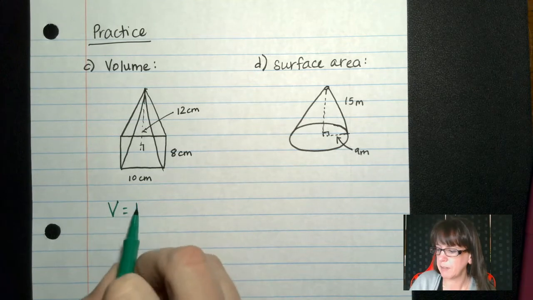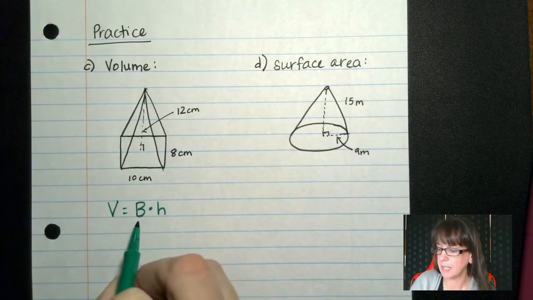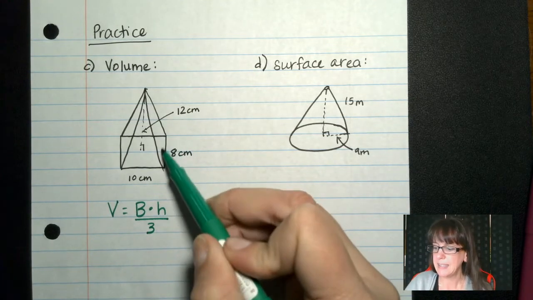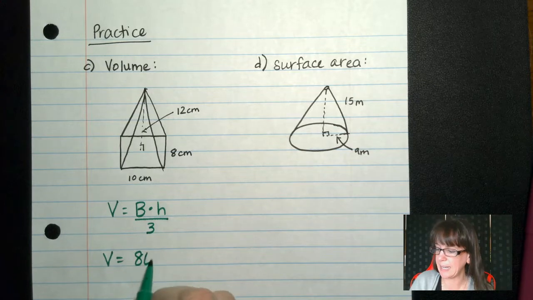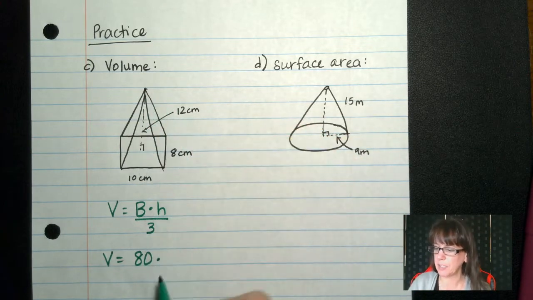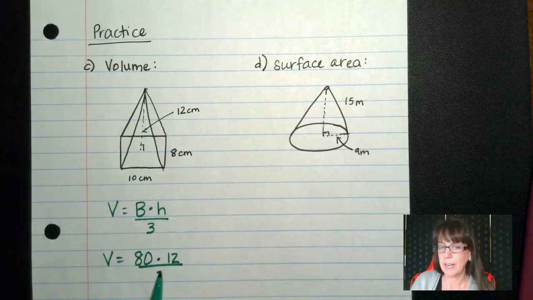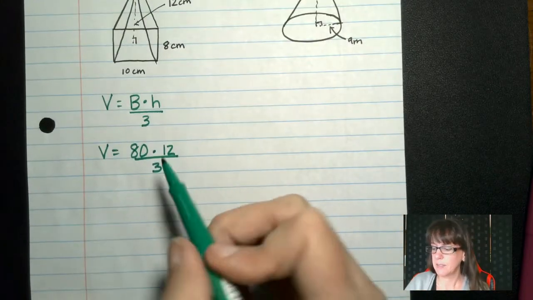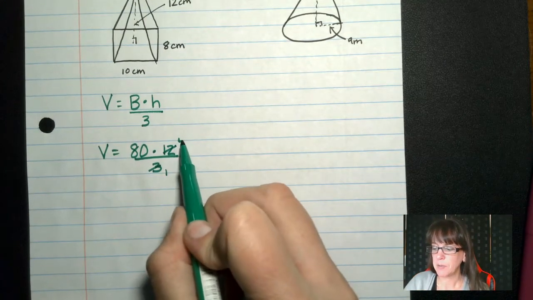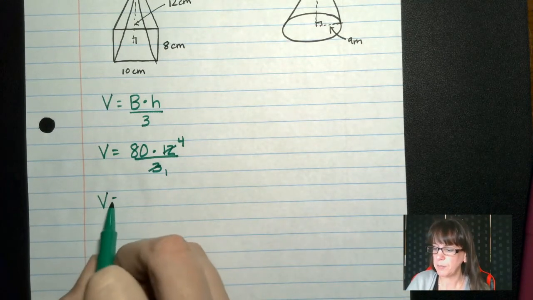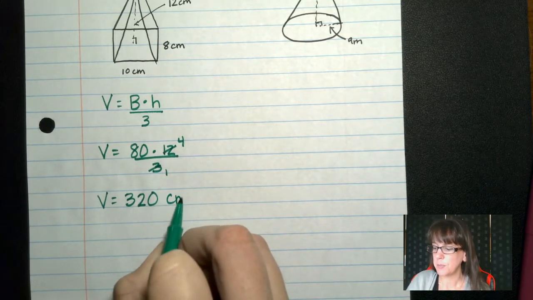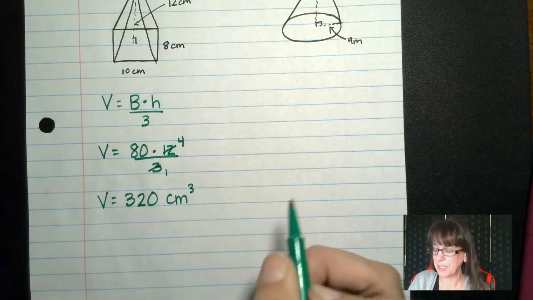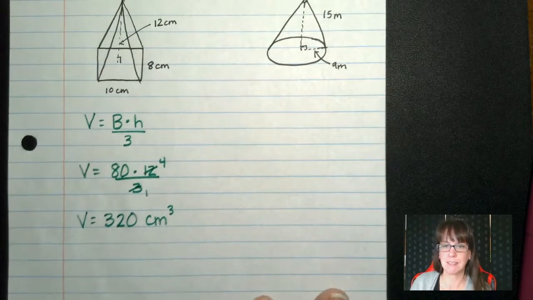All right, formula, volume equals area of the base times the height divided by 3. And in this case, the area of the base is going to be, it's a rectangle, and so it's going to be 8 by 10, which means it's 80 times the height of the 3D figure, which is 12, divided by 3. All right, divide this by 3, we get 1. Divide this by 3, we get 4. So the volume equals 320 centimeters cubed. Too many C words.